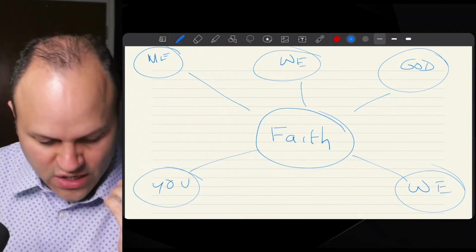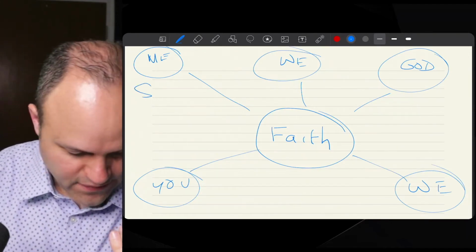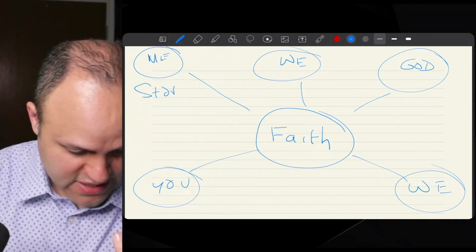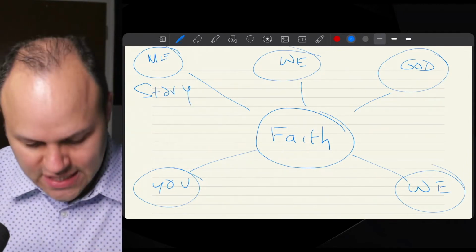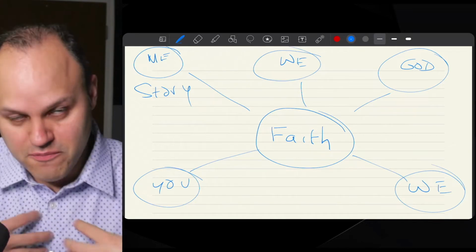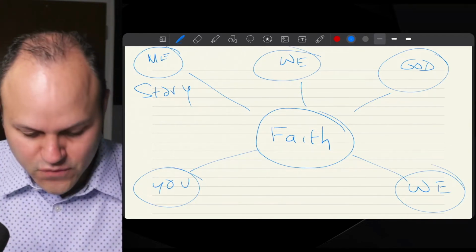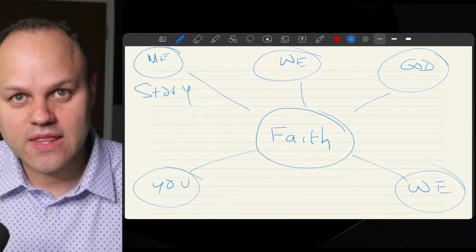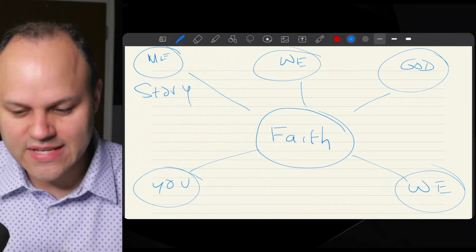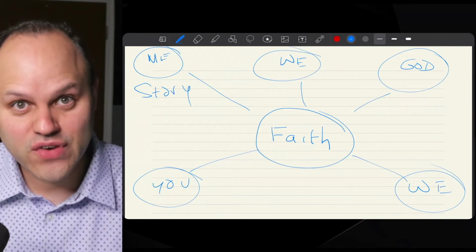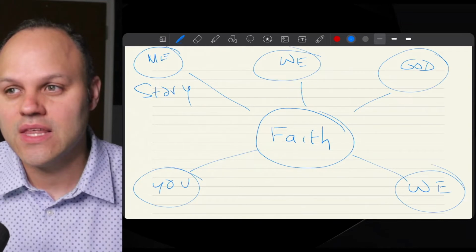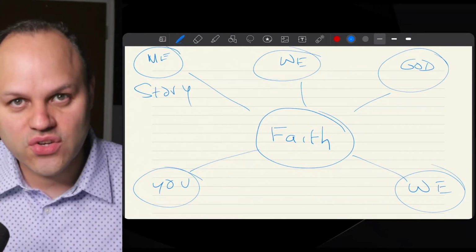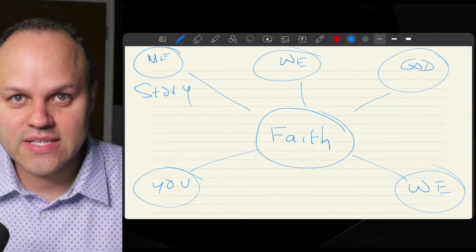Under me, you're going to share a story, or maybe a series of stories. Basically, you're going to relate yourself, me, you as the preacher, to faith. Maybe you're going to talk about a time where you needed to have great faith and you didn't have faith. Essentially, you're introducing yourself to this topic.